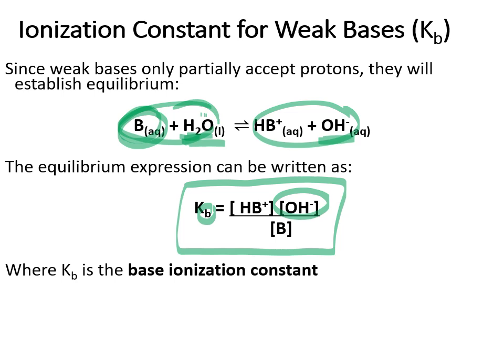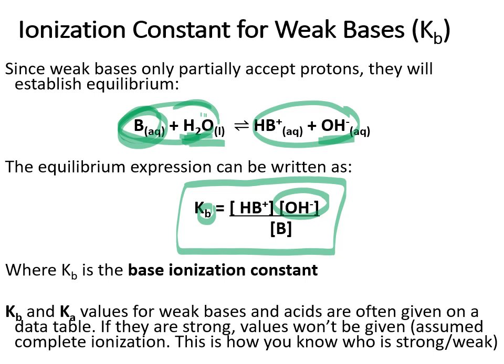Kb is referred to as the base ionization constant, same as the Ka, really the same as any other K value for any other equilibrium expression. It just happens to be talking about bases in this case. These values, again, because acids and bases are such an important type of reaction that we see all over the place, often these Ka and Kb values will be given to you in a particular table, and so you can look them up for any given acid, or maybe they may be given in the question, or if you have the concentrations at equilibrium, you could use that to find the K values.